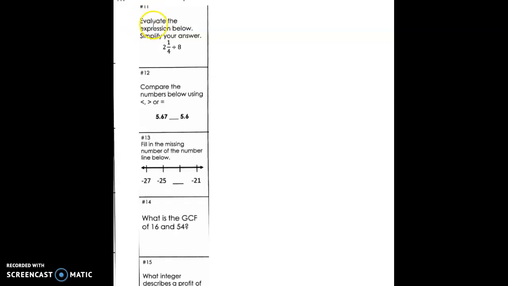I'm just gonna help you guys with the Wednesday homework today. So the first question, number 11, says evaluate the expression below. Simplify your answer. So we have 2 1/4 divided by 8.